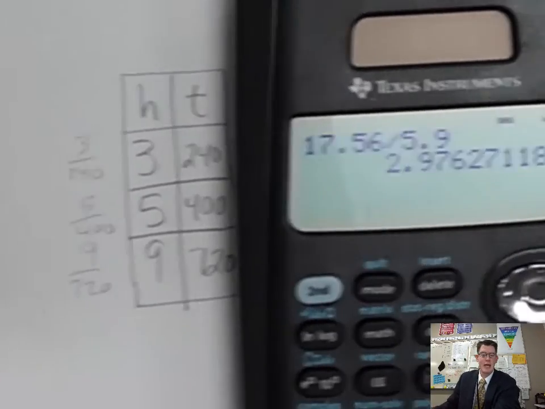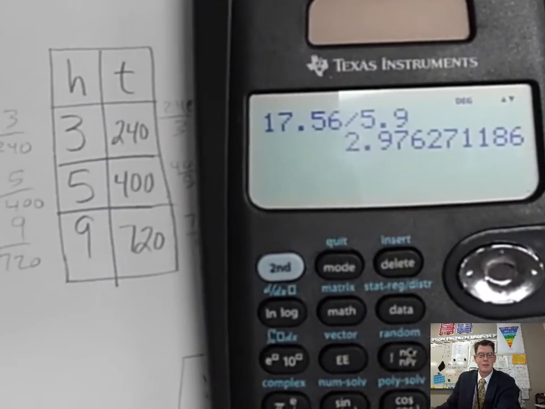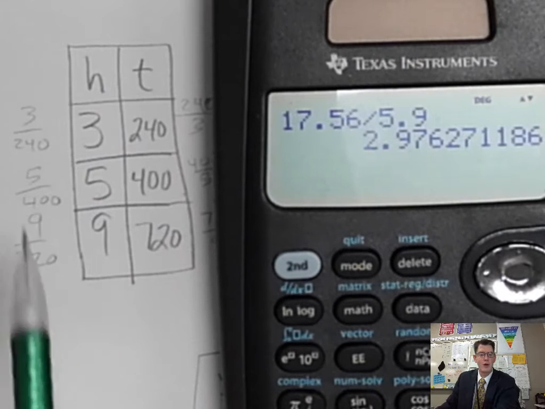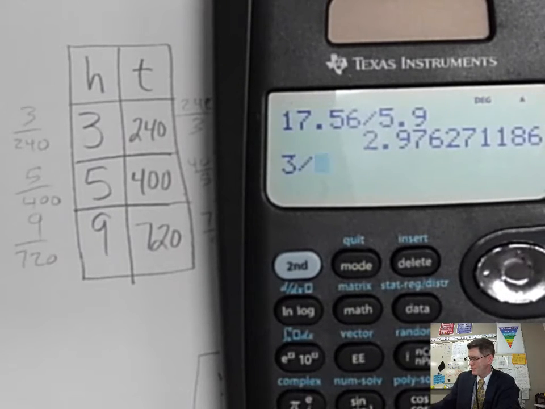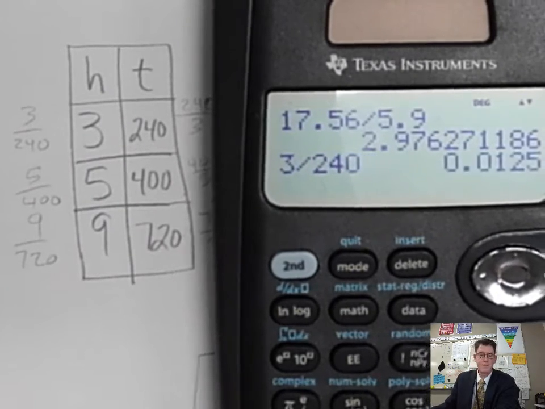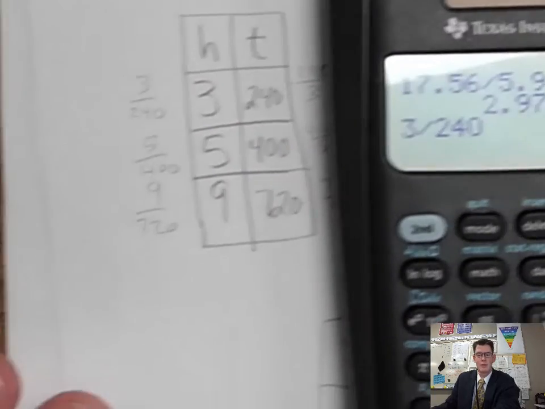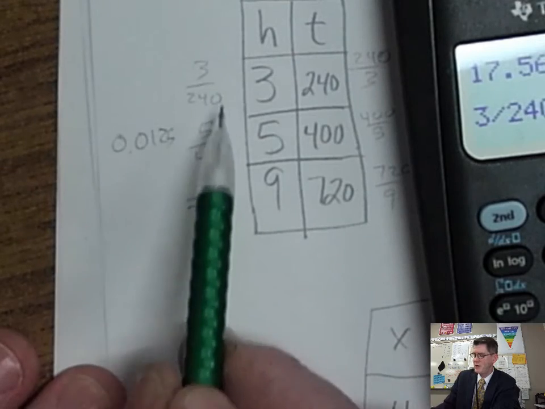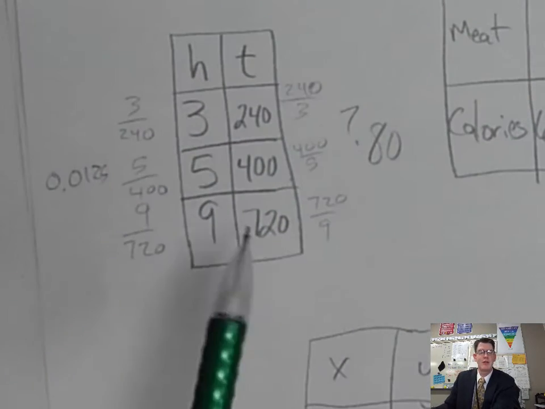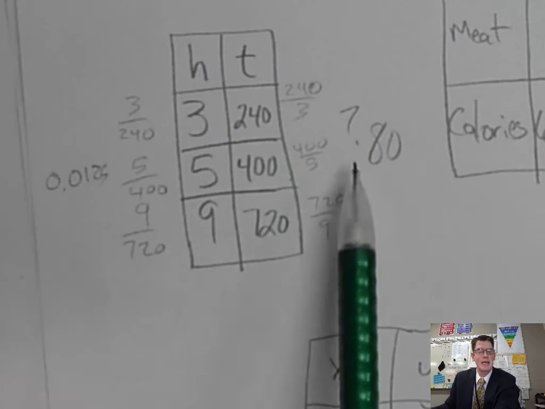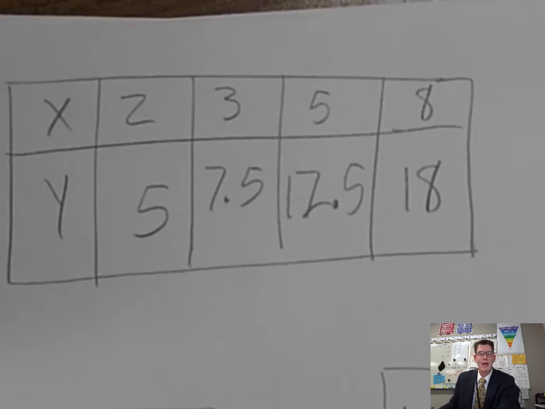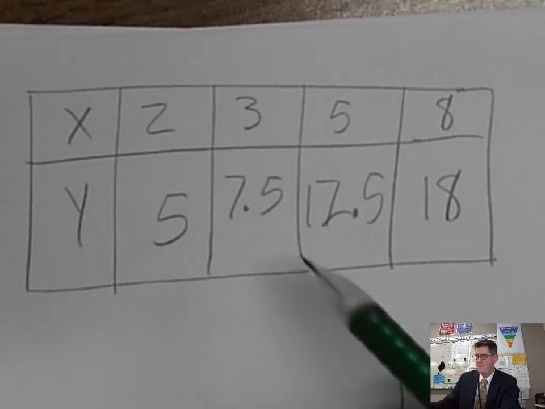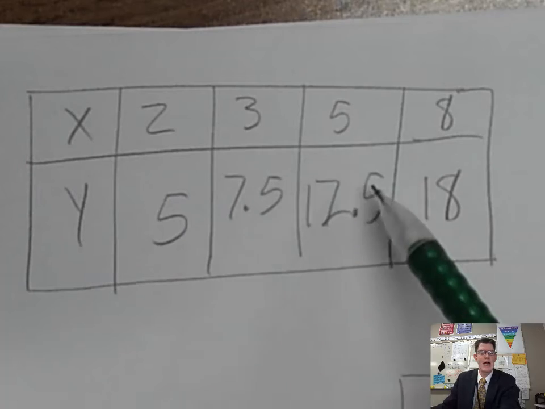If you type them in the other way, for example, 3 divided by 240, you get 1/80th or 0.0125. And you get that each time you put each of those in the calculator. So yes, that is a proportional relationship. And you can do that anytime you get a table. When you divide these, do you get the same thing?